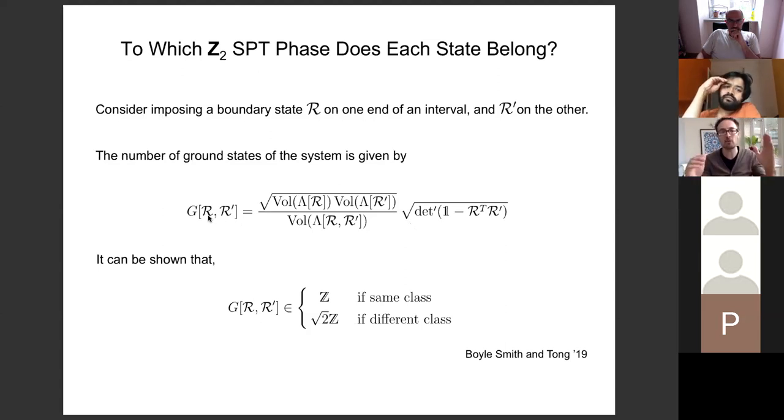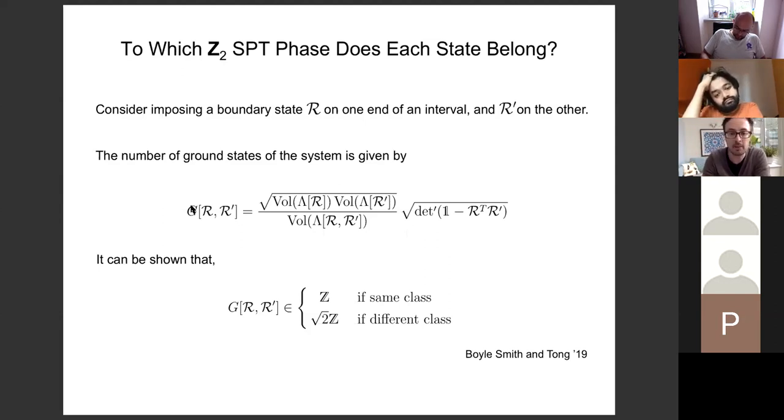This is the number of ground states in a system if you put boundary conditions R here and boundary conditions R prime here. So a system on an interval with different boundary conditions on the two ends. It's the square root of the volumes of the primitive cells of the two lattices divided by the volume of the intersection lattice, the lattice where you only include points that are both in lambda R and lambda R prime. And then you multiply by this square root of the determinant factor, where the prime here means you get rid of any zero modes that happen to be in the determinant. I feel like this formula is crying out for some simple explanation, but we don't have one.